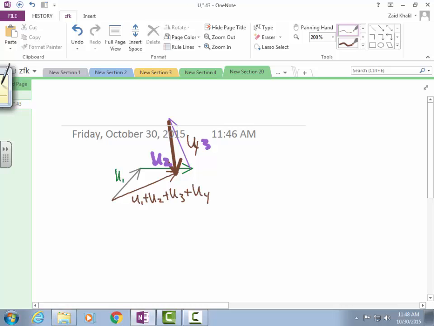And it makes total sense why that would be the case. Because what would happen? You would end up with that as U1 plus U2, right? And then you add U3. And U3 plus U1 plus U2 would be what vector? It would be that vector. And then you take that vector and you add it to U4, and what do you end up with? You end up with that vector.